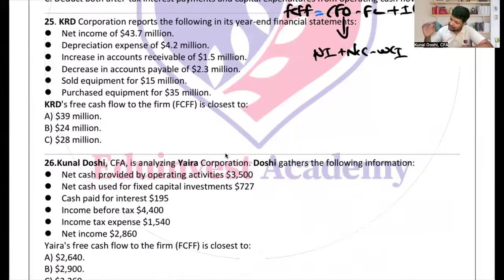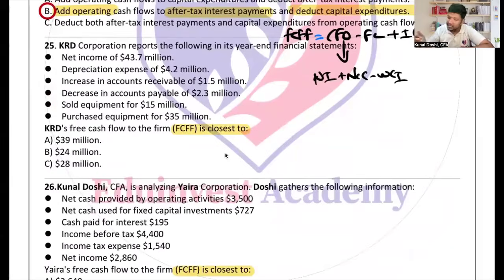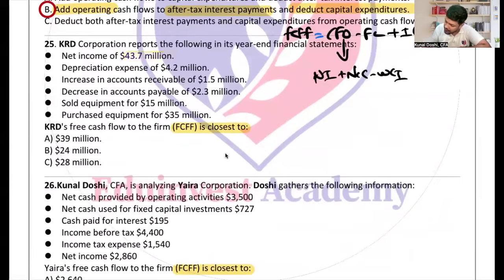Now in the next ones, I have actually put up the question as to how to calculate FCFF. Again, as I said, you require these three components: CFO, fixed capital, and interest times 1 minus T. So here I have net income, depreciation, and accounts receivable, accounts payable. These are related to working capital. If you do all these three, you will get CFO.